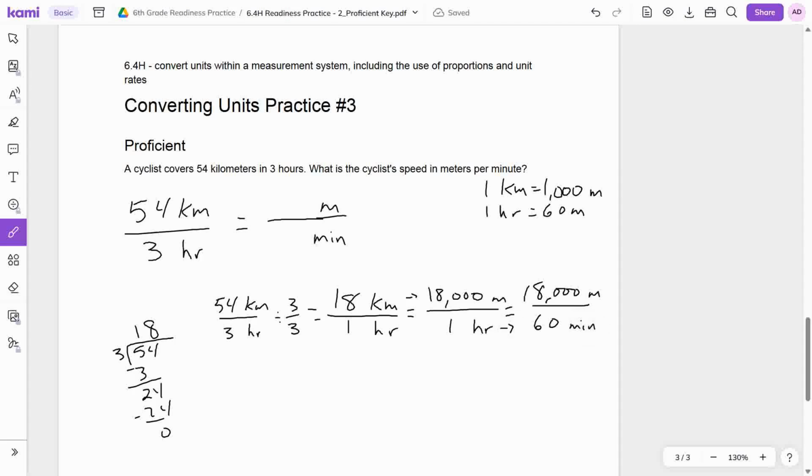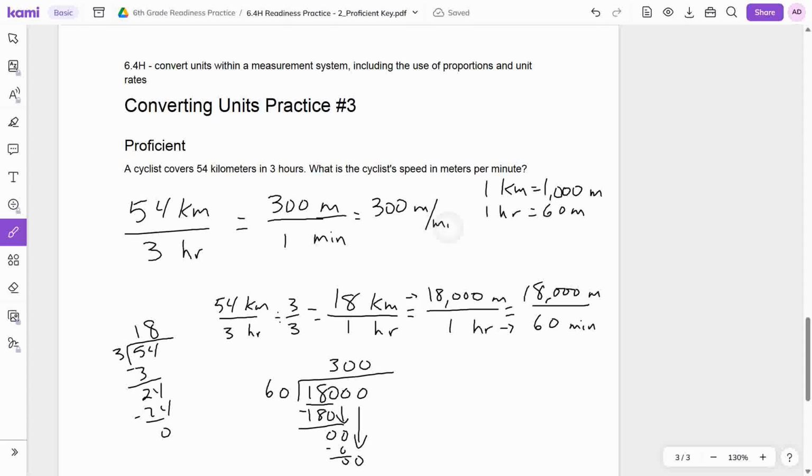I want the meters per minute, which means I need to find the unit rate. So I need to divide 18,000 by 60, may seem large, but you're going to see something pretty simple in there. 60 does not go into 18, but 60 does go into 180 perfectly, 3 times. Now, when we have this, we just have to make sure we get enough zeros. So it's going to be 300. So 300 meters for every 1 minute. So 300 meters per minute.